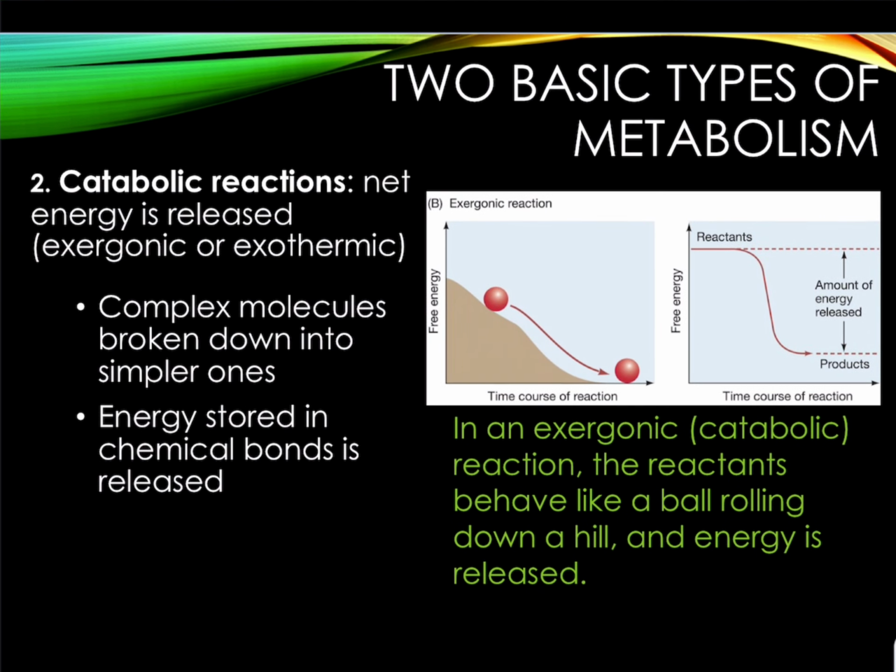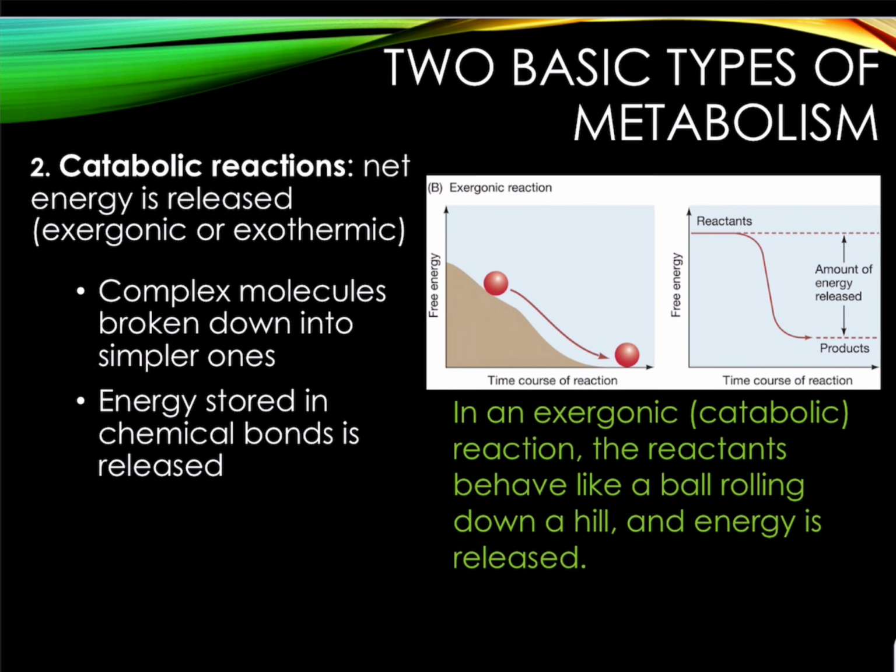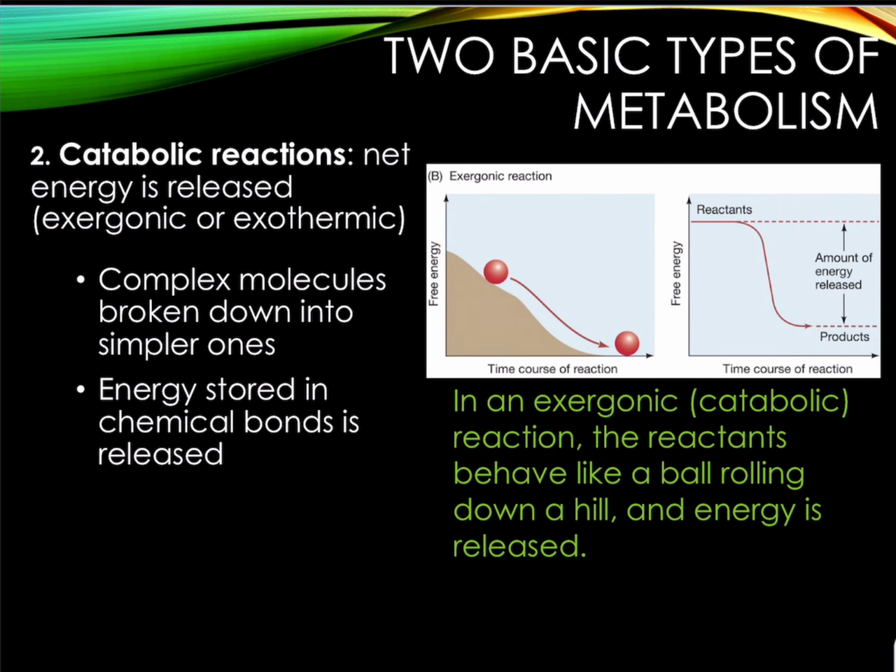The other type is just the opposite. These are catabolic reactions. This is where net energy is released, right? So these can be called exergonic or exothermic reactions. This is when complex molecules are broken down into simpler ones, and energy stored in those chemical bonds is going to be released. You can think of a big process we've learned, hydrolysis. The breaking of polymers down into monomers is a catabolic reaction, so breaking stuff down.